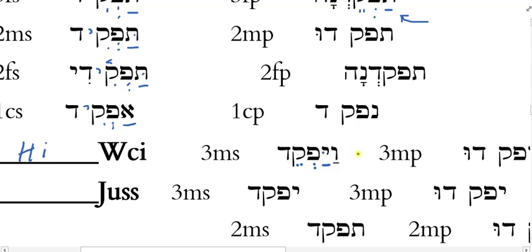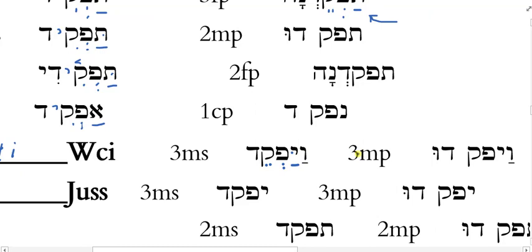Now, if I do the 3MP form, it's going to be va, yaf, silent shva. And instead of kde, I have that shureq for 3MP, the kirik yod, accented by the way, va, yaf, kidu. That is going to reappear. So uninflected backside, sere, instead of kirik yod, but when I inflect, the good old kirik yod that I expected to be there over here does reappear. So vayafkidu, and they caused someone to appoint.